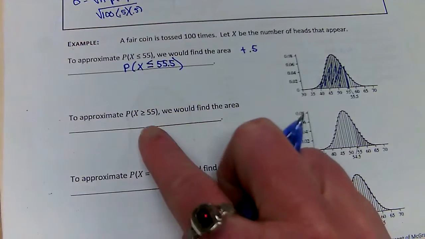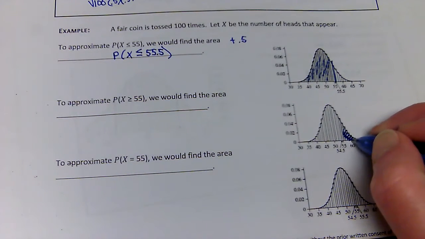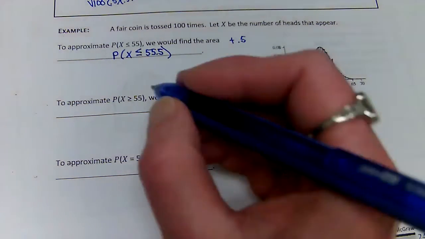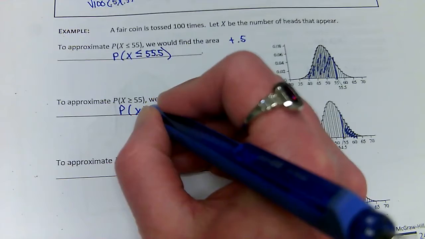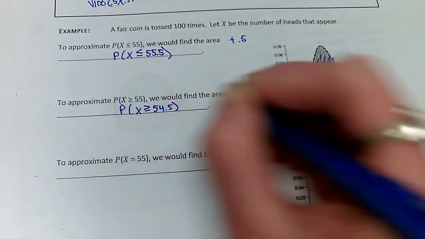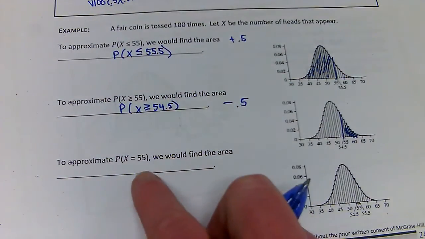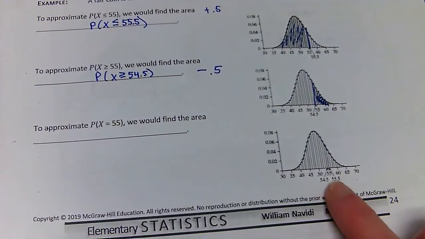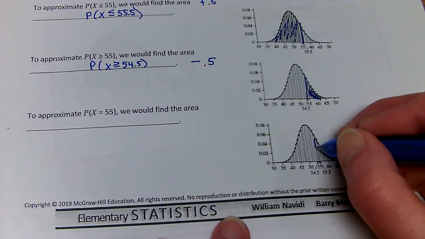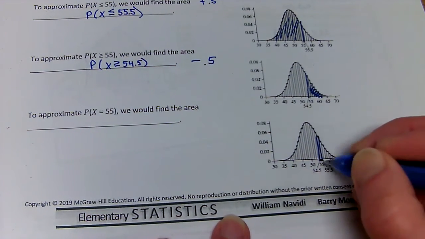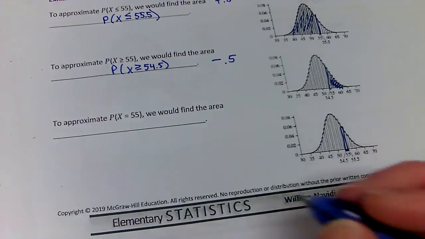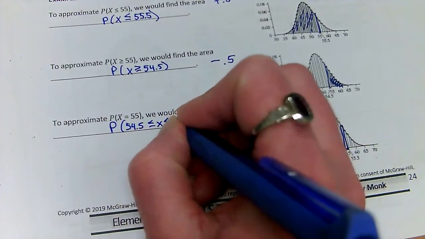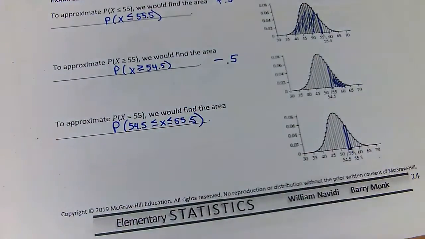Now, if I'm going to the right, greater than 55, we're talking about the area to the right. But to include that rectangle, I have to include the left side of that rectangle, which starts at 54.5. Now, to be equal to 55, remember, we don't have an equals option on normal distribution, but to equal 55, that's including just that one rectangle. And that rectangle starts at 54.5, it ends at 55.5. So we'd be including that whole rectangle.